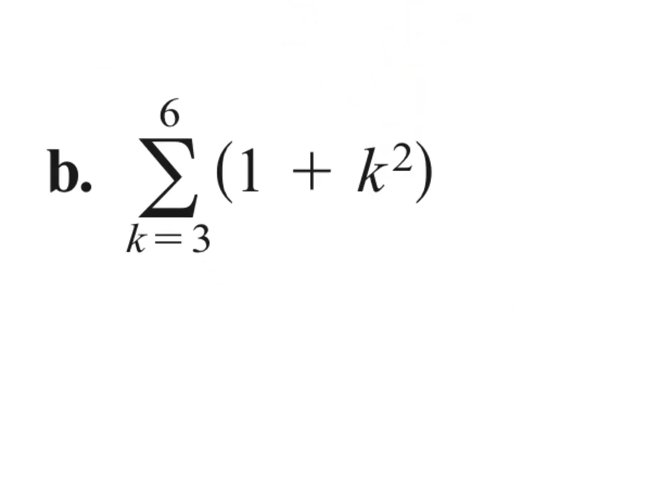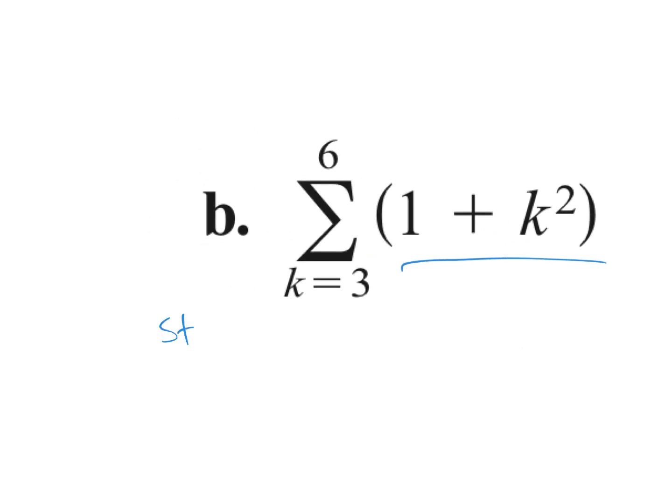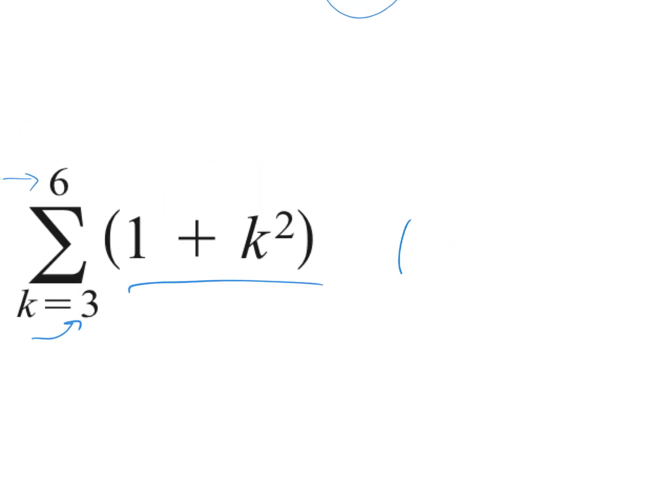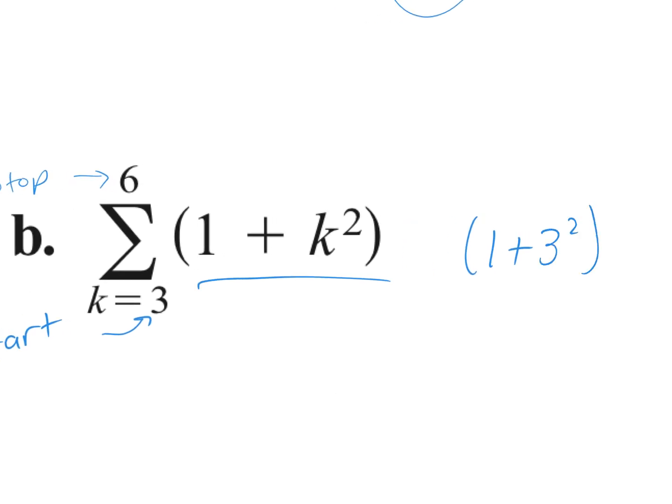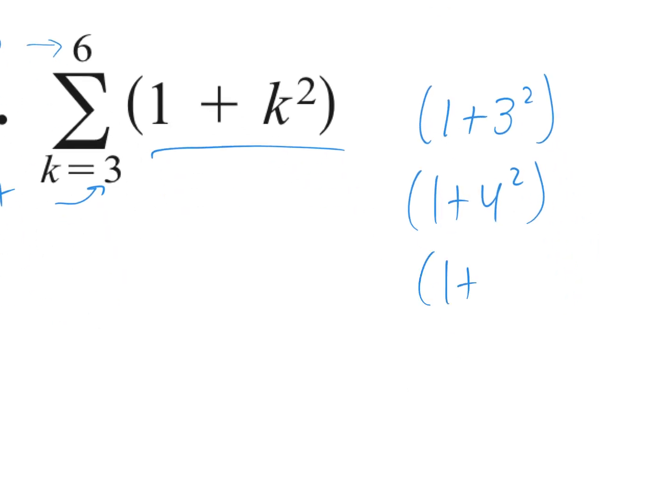All right, again, they gave me an expression to use, correct? They gave me a lower limit, and they gave me an upper limit. What is the lower limit? What do they want me to start evaluating with? 3. And where do they want me to stop? At 6. There you go. So to show me your work, you would say, okay, 1 plus 3 squared, 1 plus 4 squared, 1 plus 5 squared, and 1 plus 6 squared.